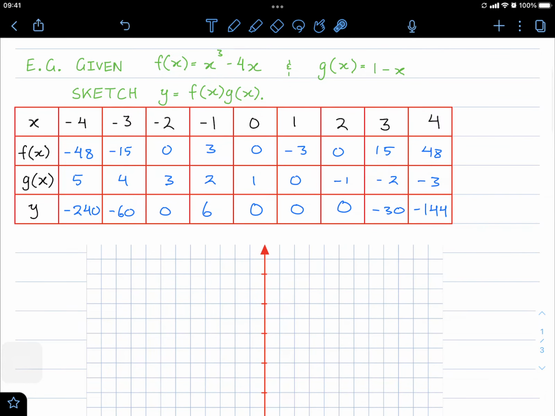So I've tried to keep everything in the same table of values here, as we might normally try to. However, as you can quickly see, these numbers, negative 240, negative 60, and especially these ones here, we get 0, 6, 0, 0, 0, negative 30, negative 144. These don't help us at all. We could extend this and get, let's say, halves, like here, 1.5, 0.5, negative 1.5, negative 0.5, and so on. But that's just more work than we normally would need.